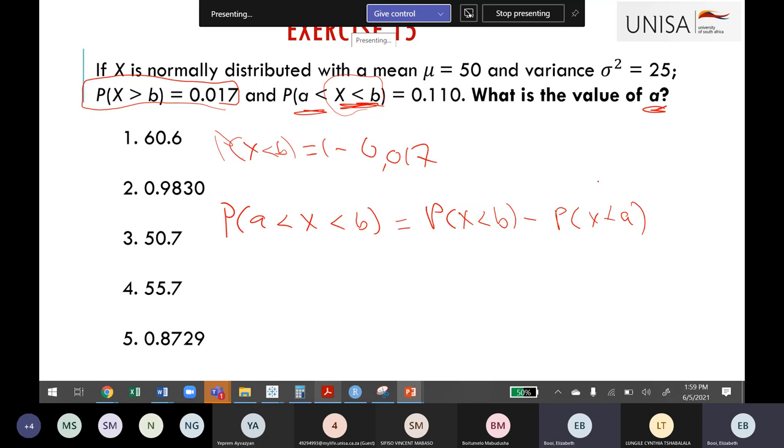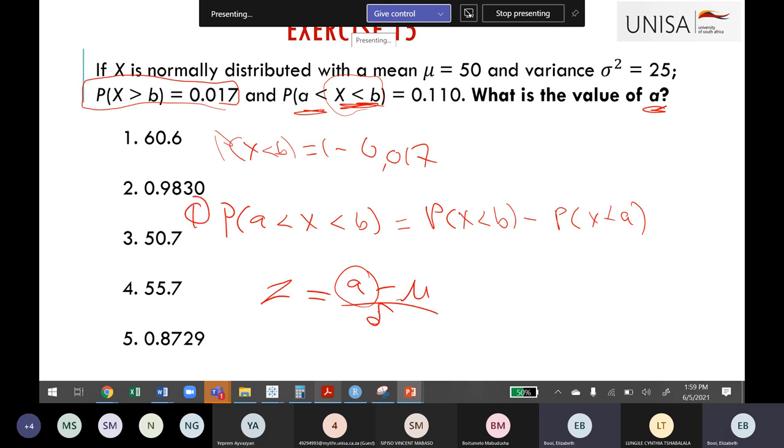So now, once you have found the probability of A, using the probability that you will find here after you solve this, then you will go to the table and find the Z value and then calculate X minus the mean divided by the standard deviation and find X, because our X in this instance is our A. That's all you need to do.